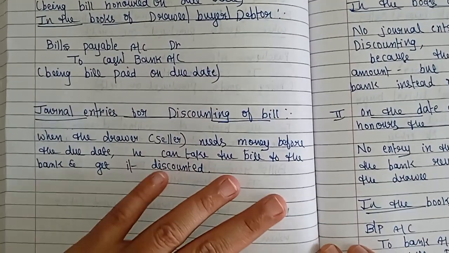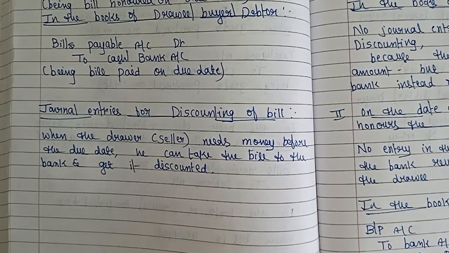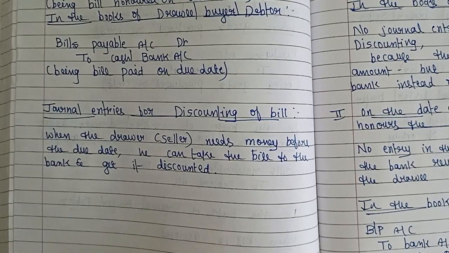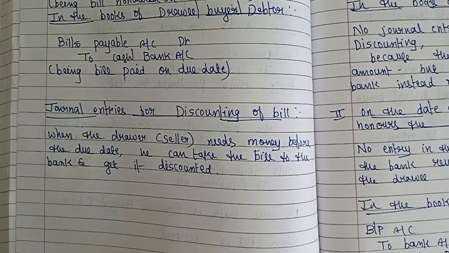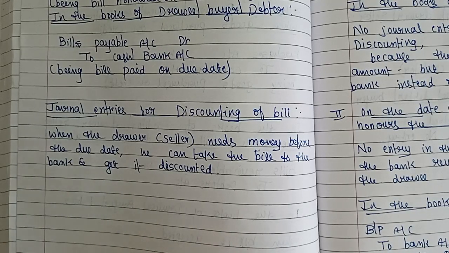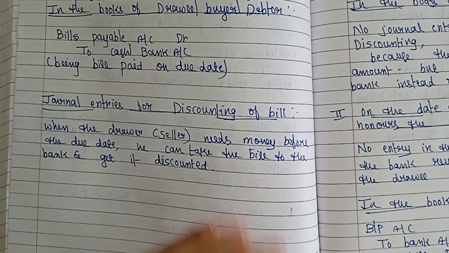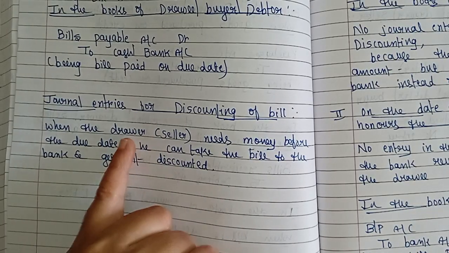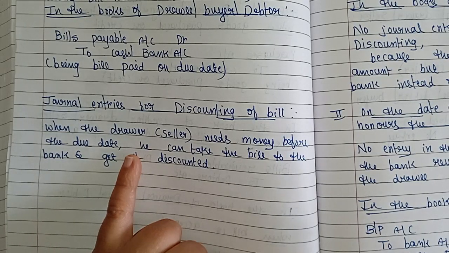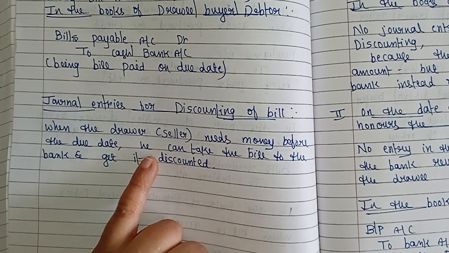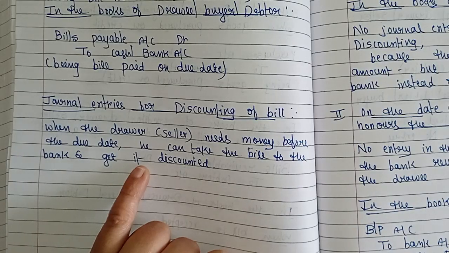The next situation is journal entries for discounting the bill. It means what? Discounting of bill. In the last class, I explained about discounting of bill and endorsement of bill, right? Discounting of bill means the drawer, the seller of goods on credit, needs money before the due date. So what will he do? He can take the bill to the bank and get it discounted.